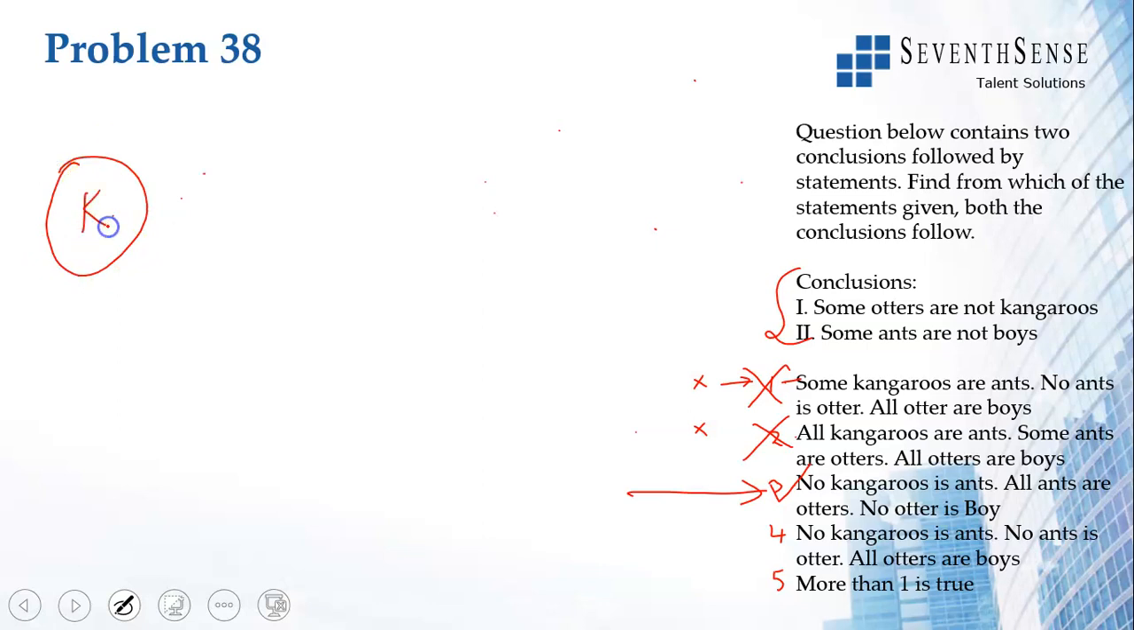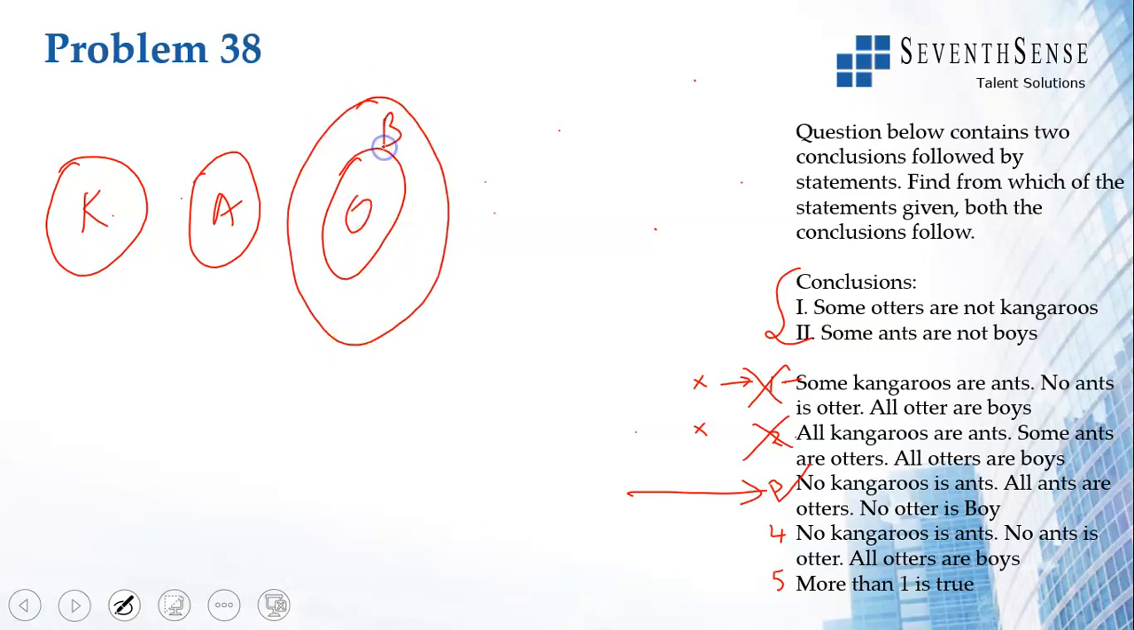No kangaroo is an ant. So I get no kangaroo is an ant. Then no ant is an otter. Basic drawing, no ant is an otter. Then I get all otters are boys. Okay, so this is my basic drawing. All otters are boys. Can I get the options here? Some otters are not kangaroos. Okay, some otters. These otters are not kangaroos. So conclusion 1 is correct. Some ants are not boys. So conclusion 2 is also correct. In the basic diagram, it is correct.